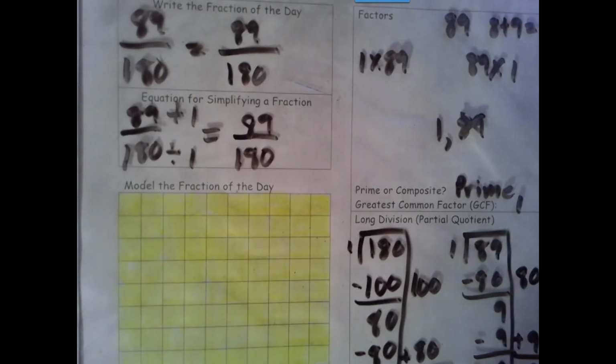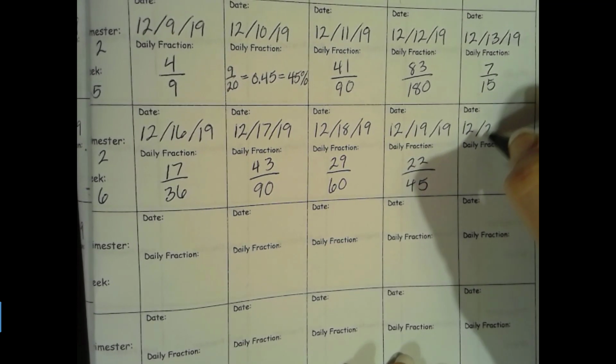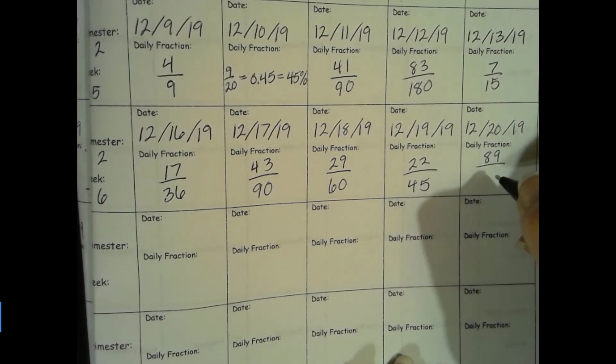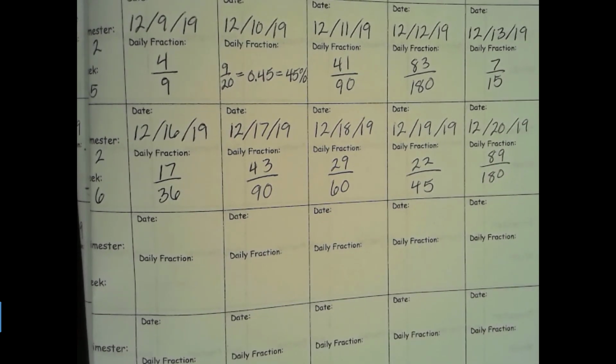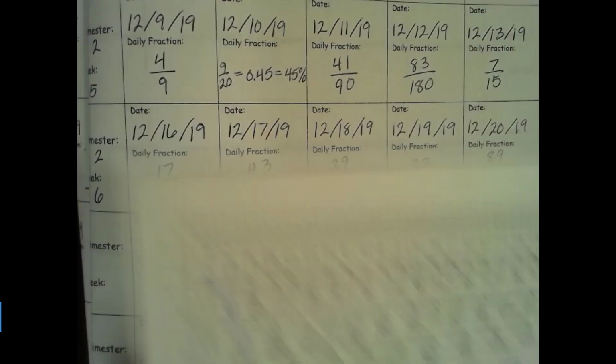All right, let's go ahead and fill in our data collection page. Okay, trimester 2, week 6. Today is 12/20/19. And our fraction for today is 89/180ths. Okay, so our 89 is a prime number. It is not a factor of 180, so our greatest common factor is 1. That means we did groups of 1.